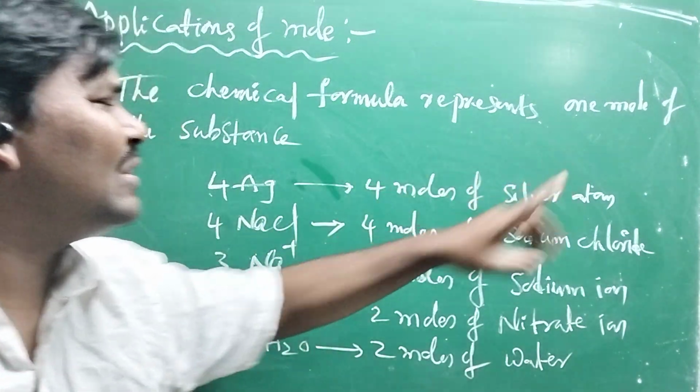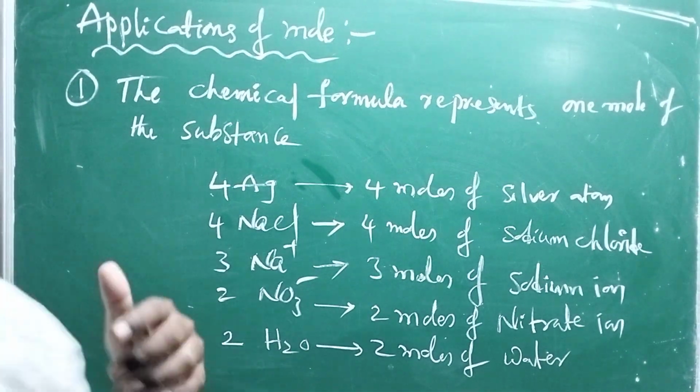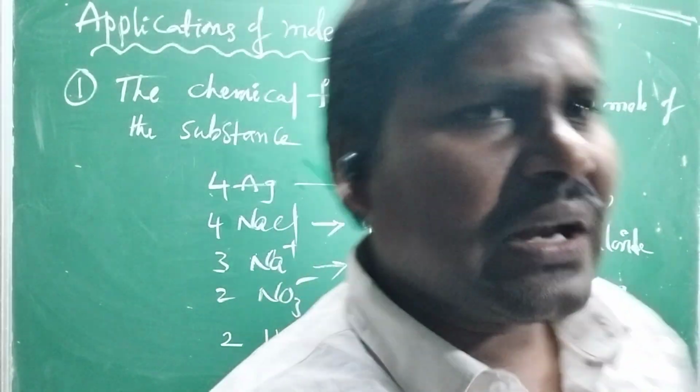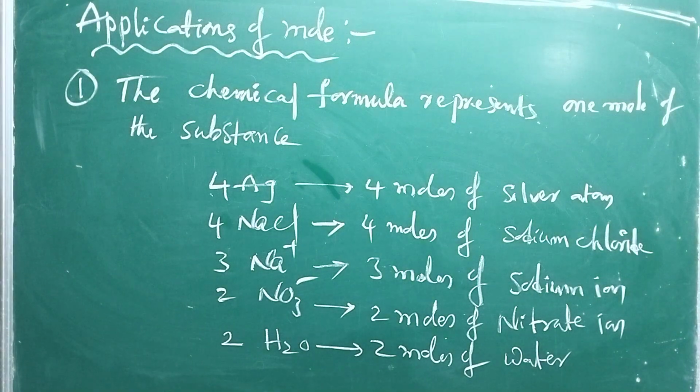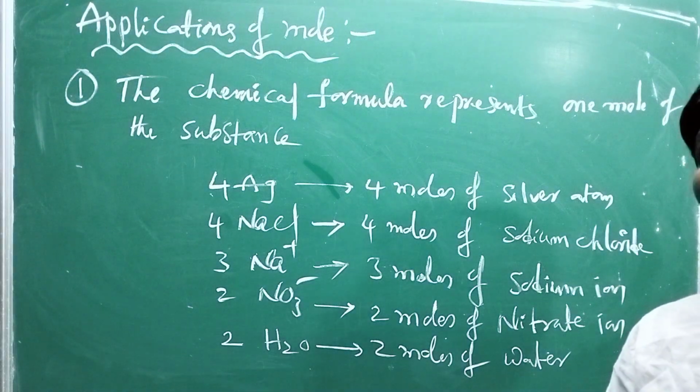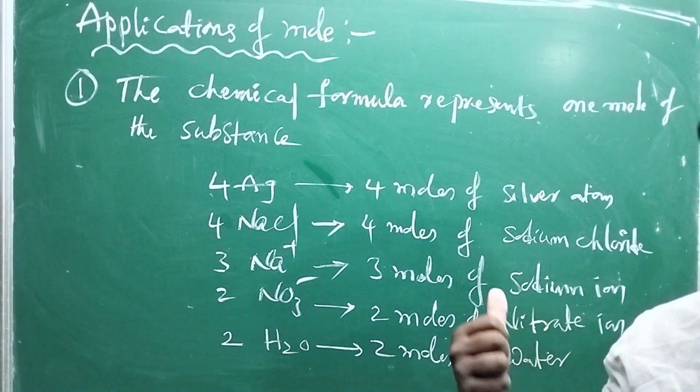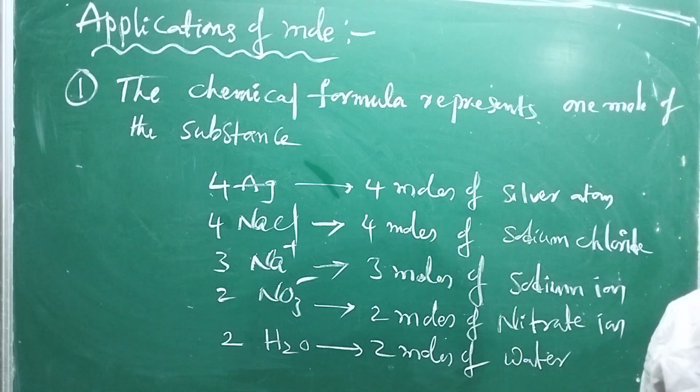So the chemical formula represents 1 mole of the substance. When a number is written on the left side of the formula or symbol, that is simply the stoichiometric coefficient. That number tells us the number of moles of the substance. This is the first application.